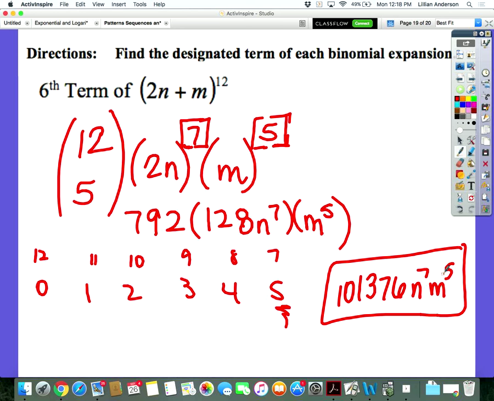You guys remember doing this? Sometimes instead of asking for the particular term, they might ask you for what's the n to the 7th, m to the 5th term. They might ask you for that instead. Or they might ask you what's the coefficient of that term. If they ask you for the coefficient, they just want that front number. Try this one on your own.